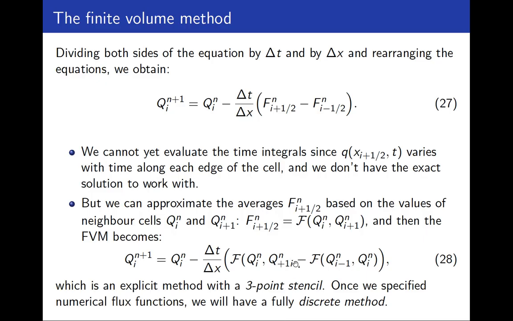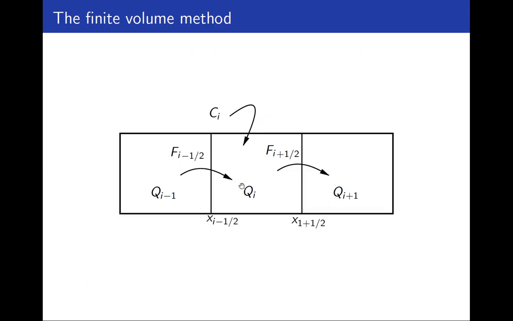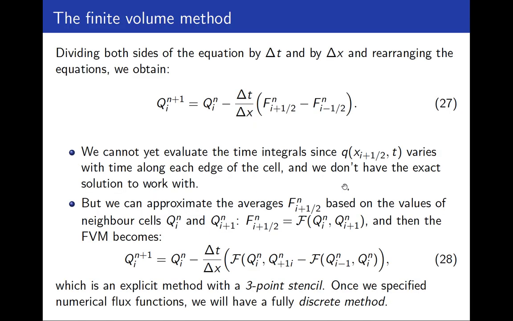Here I forgot a parenthesis. So this equation 28 is an explicit method with a 3-point extension. So that means that in order to evaluate q_i at the new time step, we need at least 3 values: the value of q at the cell center, the value of q at the left cell, and the value of q at the right cell. So that's the meaning of 3-point extension.